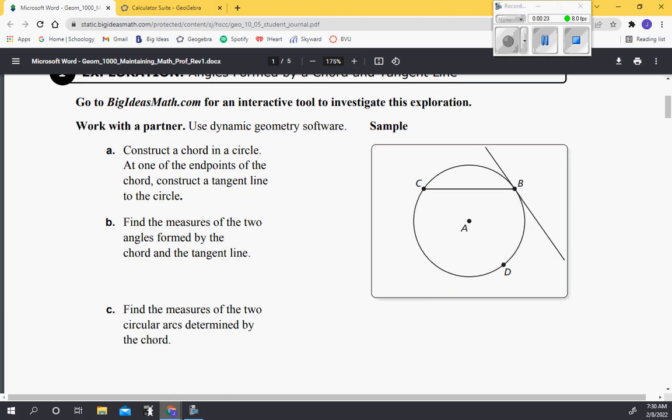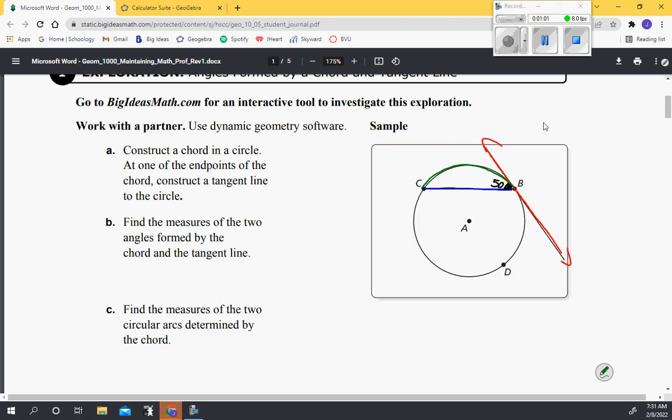Let's see here. We are going to talk a little bit about this. In this image over here on the right, we have a chord CB, and we have a tangent through point B. This is a line, right? This keeps going. This creates an angle here. And let's say this angle is 50. And they asked us to find the arc of CB.